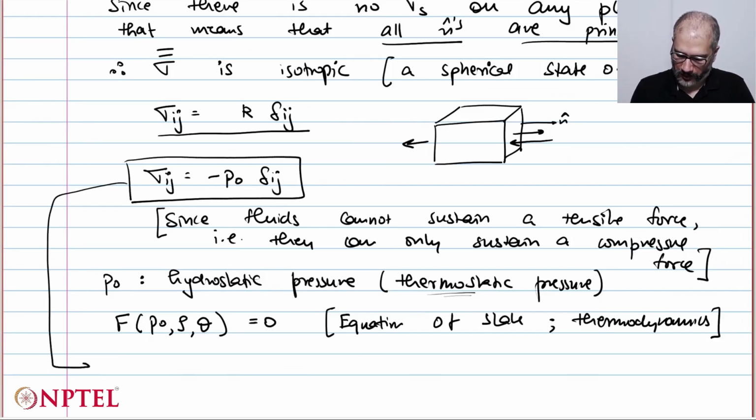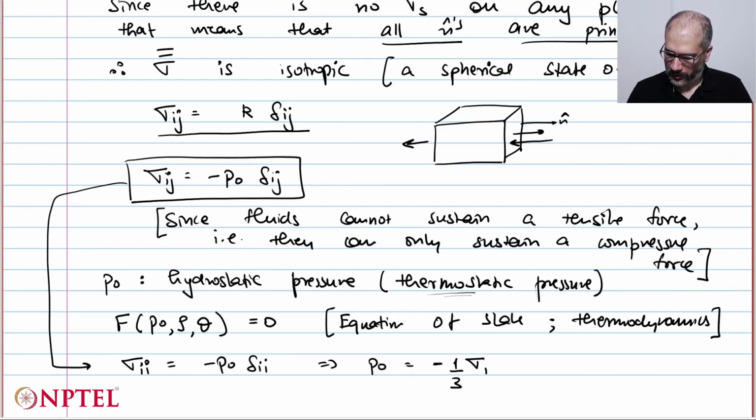So if I take the trace of this equation, we get sigma ii is minus P naught times delta ii, and delta ii we know is 3. So this implies that P naught can be written as minus 1/3 the trace of sigma. And if you recall, 1/3 the trace of sigma was called the mean normal stress that was given as sigma m.